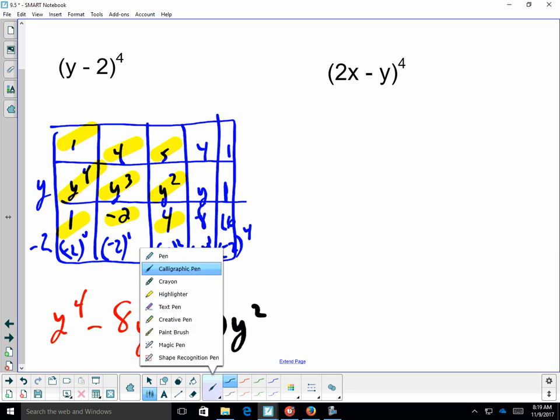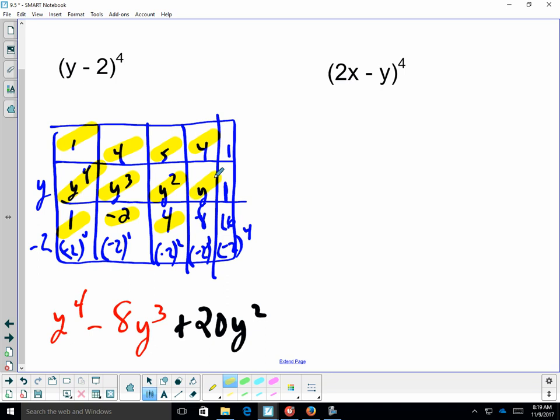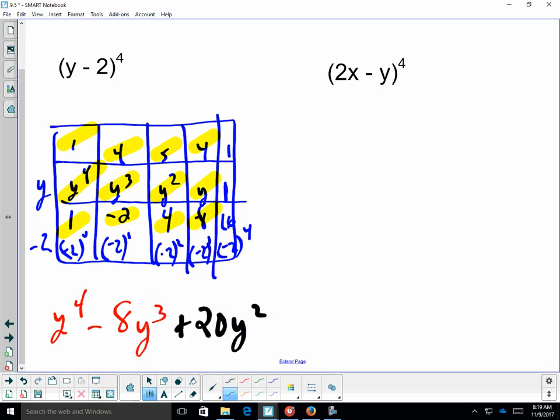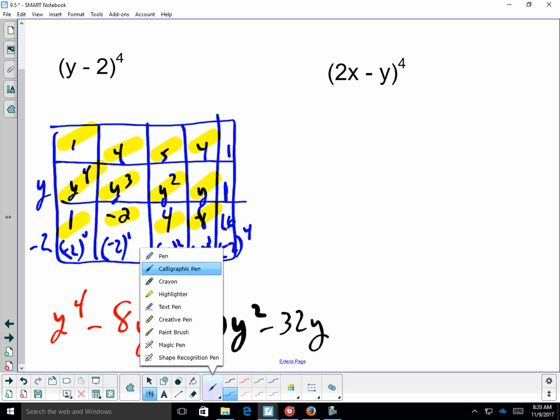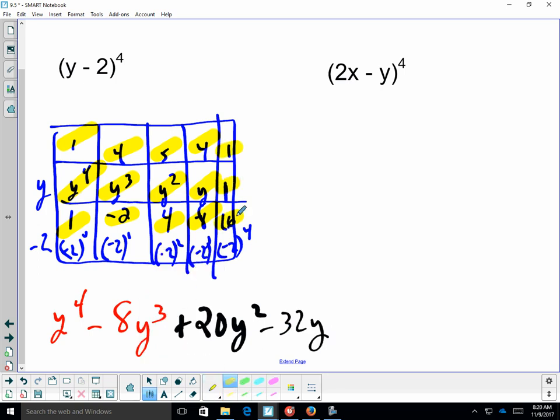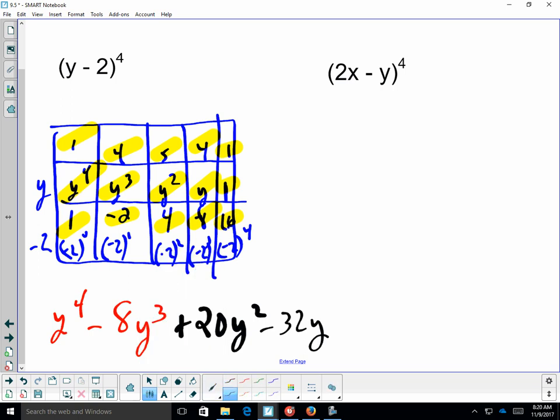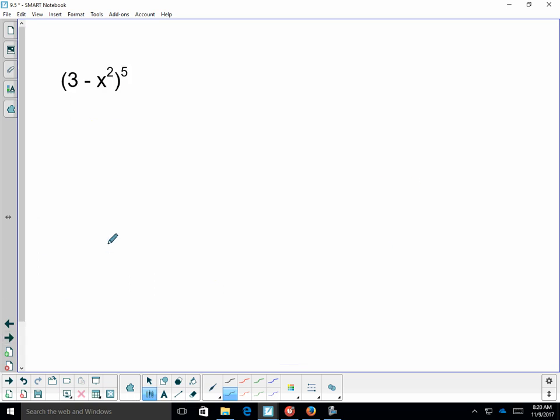Then I'm going to multiply here, 4y times negative 8. So that's going to be negative 32y. And then finally, I'm multiplying the 1 times the 1 times a positive 16, and I will get plus 16. And that's the expansion. I want to do one like this.